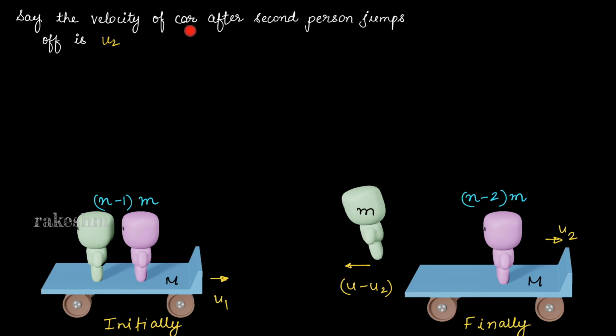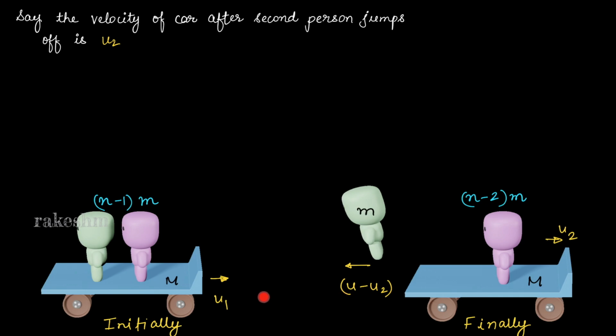Say the velocity of the car after the second person jumps off is u2. So the final velocity of this car is u2 after the second person jumps off. Initially, the car plus the persons who are there, one person has jumped off, so the total mass is (n minus 1) times m. It was going with speed u1, and now finally this is going with speed u2.